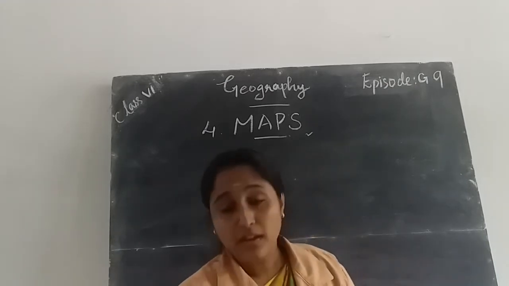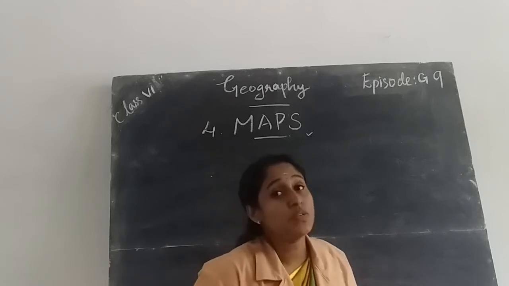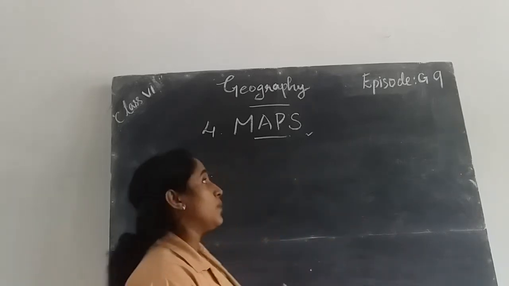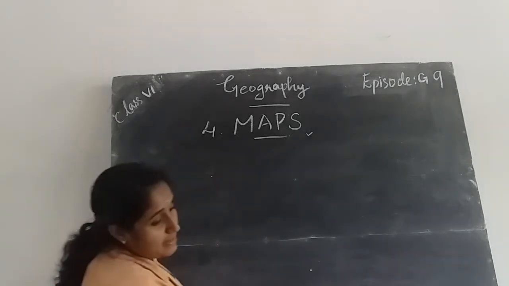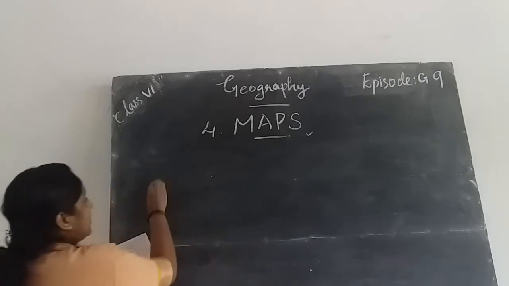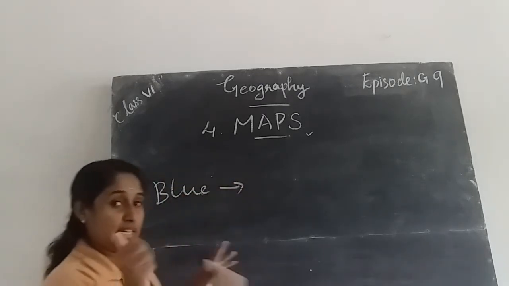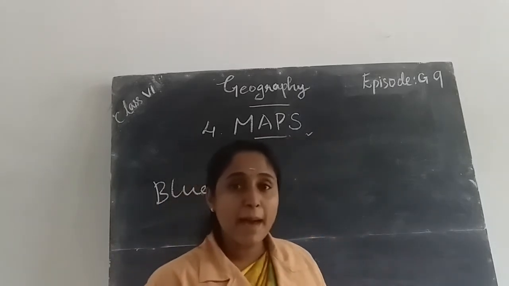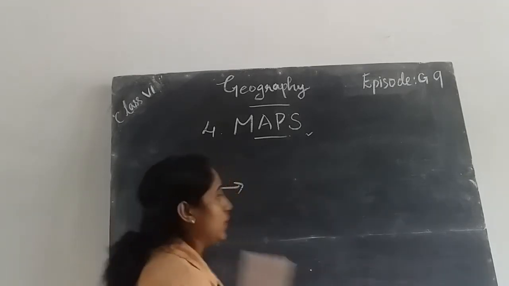And today we are going to study symbols. With symbols we use different colors for different things. Mainly, what do we use the blue color for? Blue color is used for water bodies. In a map, we use blue color for water bodies.